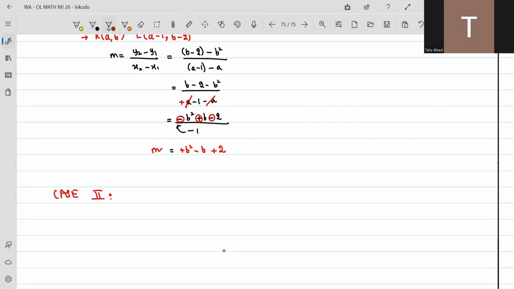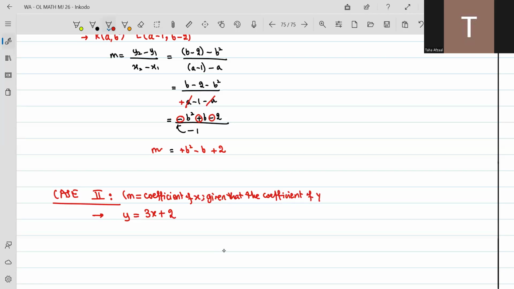Now, by looking at this, I will give you equations and you will have to identify the value for gradient and for the y-intercept, okay? So, let's say that y equals 3x plus 2. You need to understand for case 2, the gradient will be the coefficient of x, given that the coefficient of y is 1 and y is made the subject of the formula.